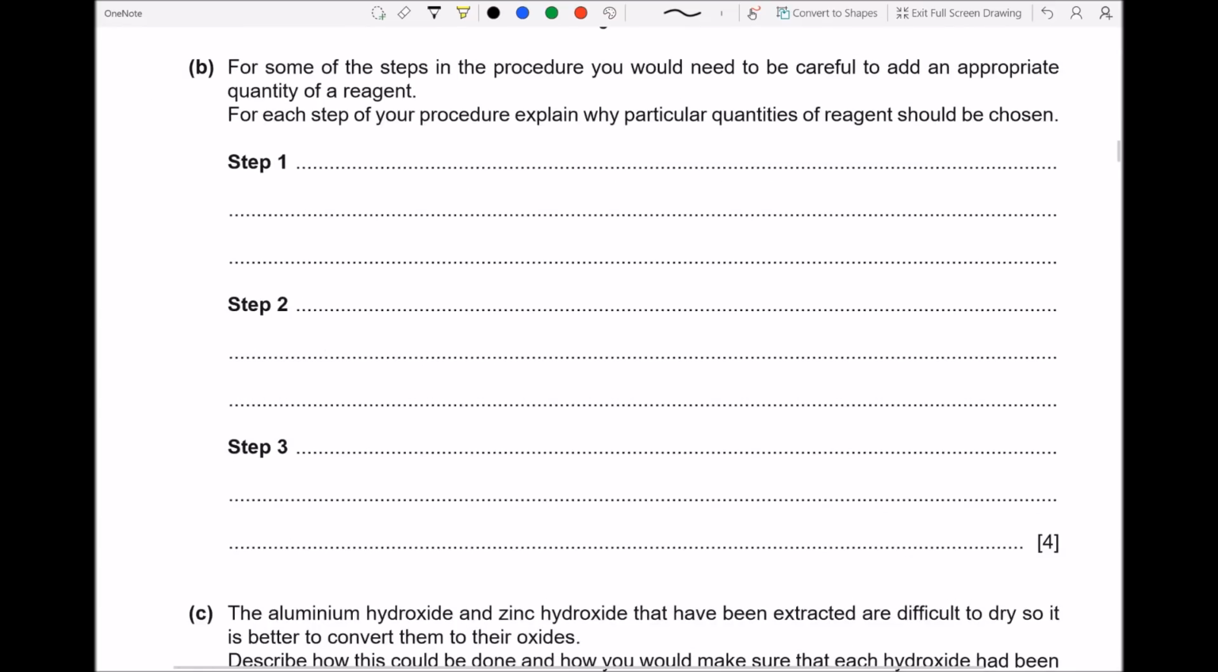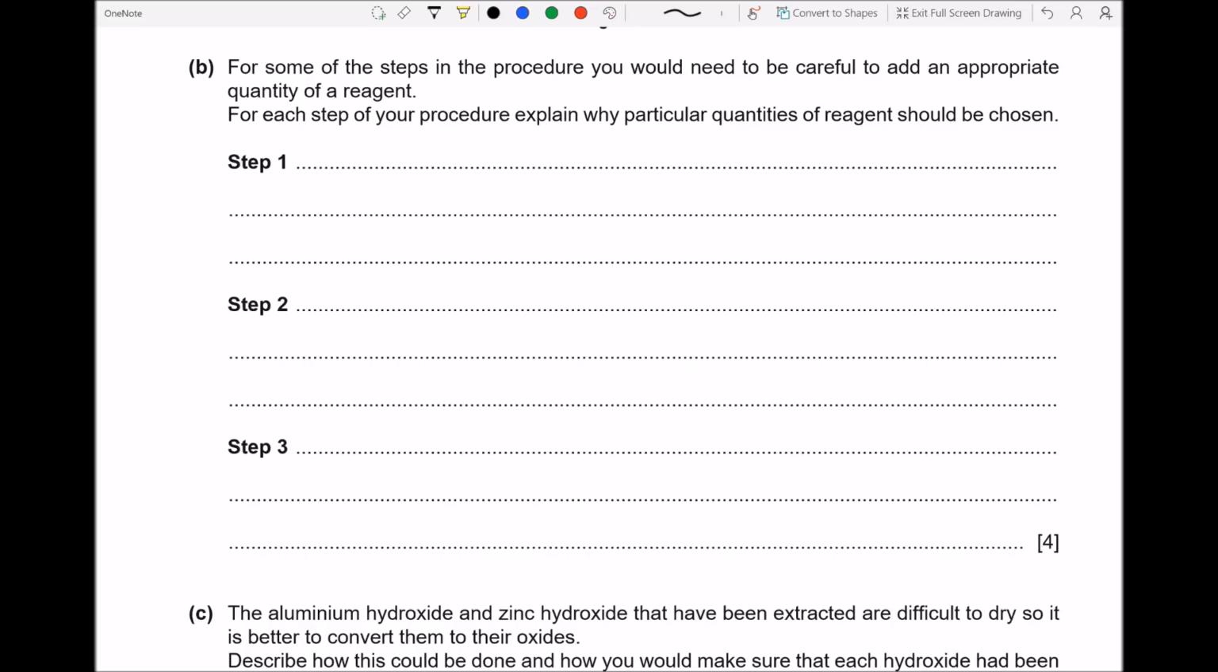Okay, so B, it says for some of the steps in the procedure, you would need to be careful to add an appropriate quantity of a reagent. Now, that is really important. It says for each step of your procedure, explain why particular quantities of a reagent should be chosen, should I say. Right. Alright, okay, so let's look at step 1.